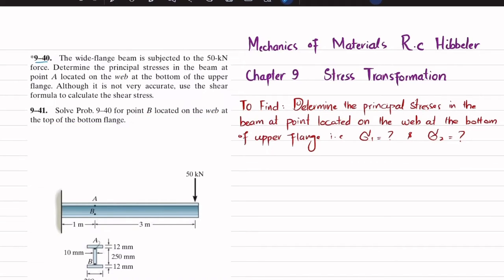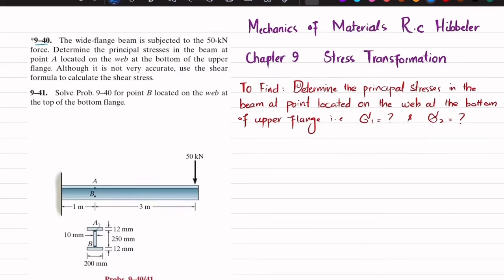So you can see this is the cantilever beam that is acted upon by a 50 kilonewton load at this end, and the cross section of this beam is shown, that is an I beam. So you have to find the principal stresses at the point B located on the web at the top of the bottom flange. You can see this is the bottom flange, this is the top flange, this is the web, so you have to find the principal stresses at point B. Clear? That is sigma 1 and sigma 2. So let's start with the solution.